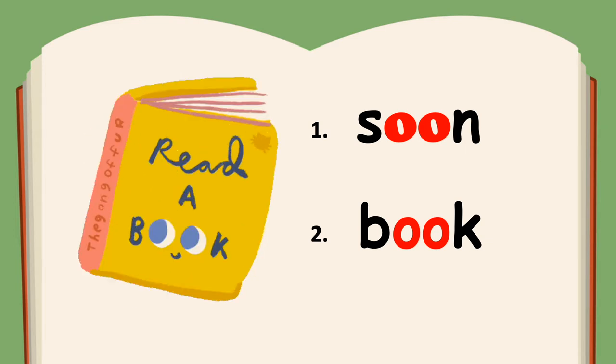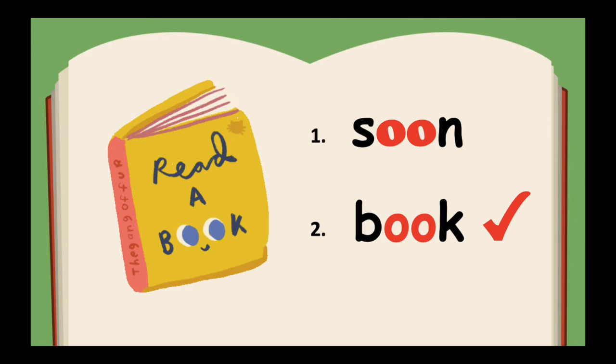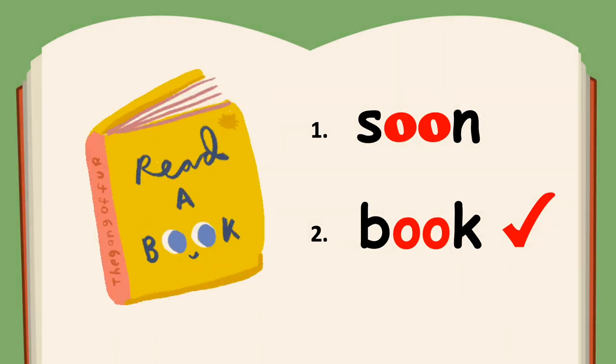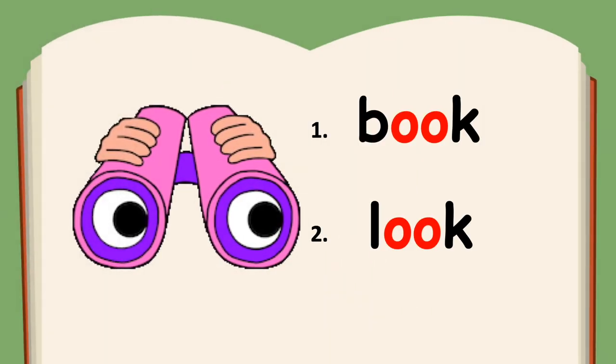Let's have some more. The picture is book. Which one's the word book? Number 1 or number 2? And your answer is? All right, number 2 is correct. Very good. Next, the picture is look. Which is the word look? Number 1 or number 2? And your answer is? Wow, you made it.